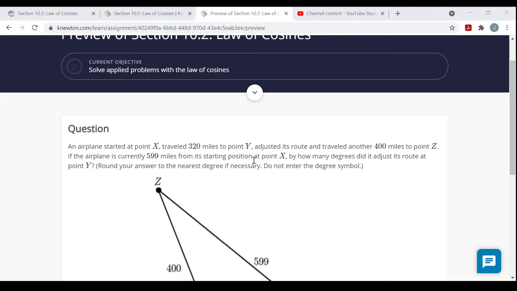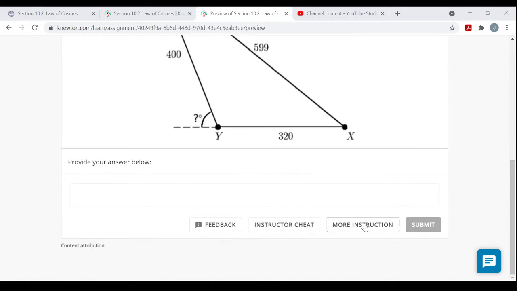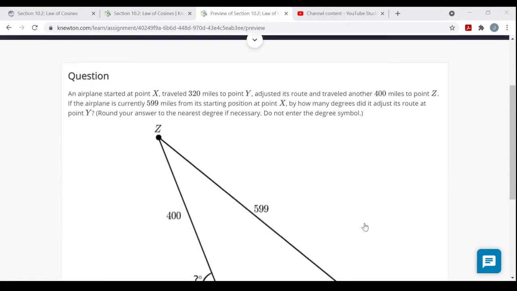Let's take a look. And again, if you want to see more about this, what they're saying about this objective, click on More Instruction, look at their notes, their videos, their examples. Hopefully those help you out.